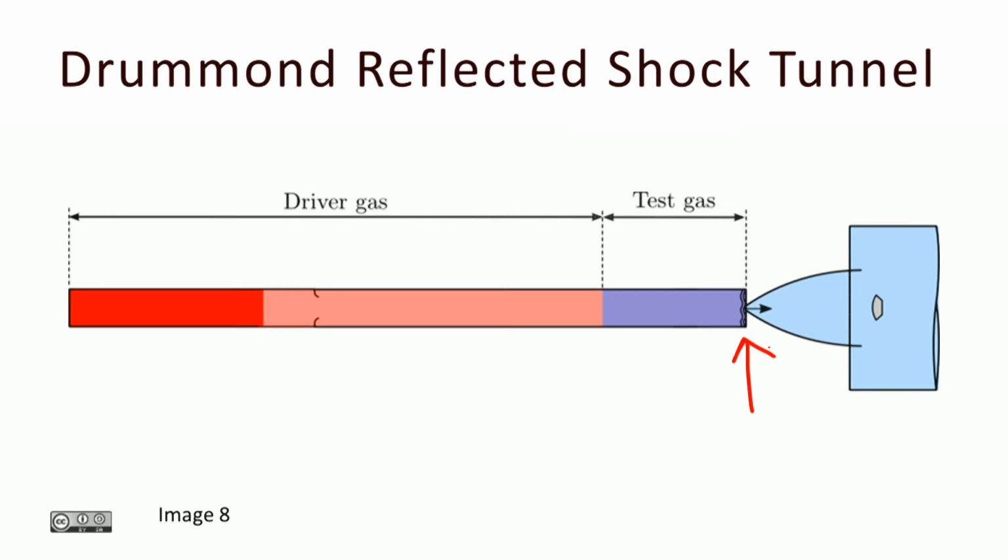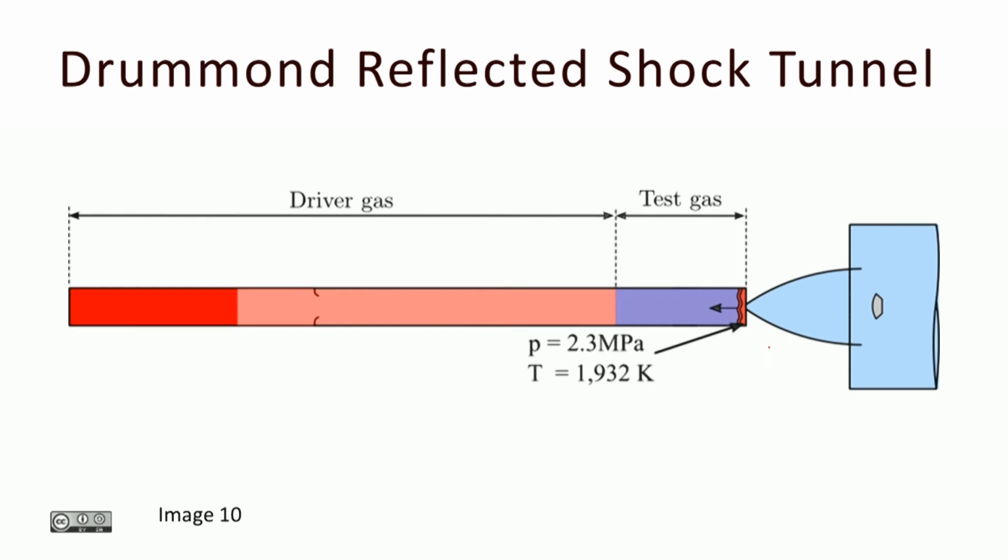All of the test gas flowing towards the test section is brought to a halt when it hits the end of the tube. The mechanism for stagnating the gas is a reflected shock wave. When the test gas, which was already hot and at high pressure, is then stagnated, its kinetic energy is converted to heat and pressure. It was originally at 17 kilopascals, it's now at 2.3 megapascals. And it was originally at room temperature, and now it's nearly 2000 Kelvin.